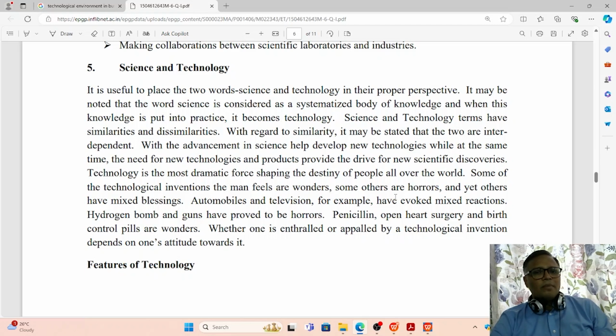Technology is the most dramatic force shaping the destiny of people all over the world. Some technological inventions are wonders, some others are horrors, and yet others have mixed blessings. Automobile and television, for example, have evoked mixed emotions. The hydrogen bomb and the gun have proved to be horrors. Penicillin, open heart surgery and birth control pills are wonders. Whether one is enthralled or appalled by a technological invention depends upon one's attitude towards it. Therefore, as said, every coin has two sides.